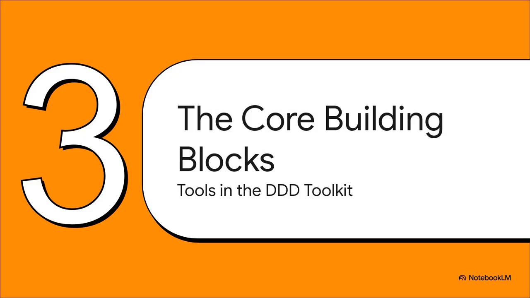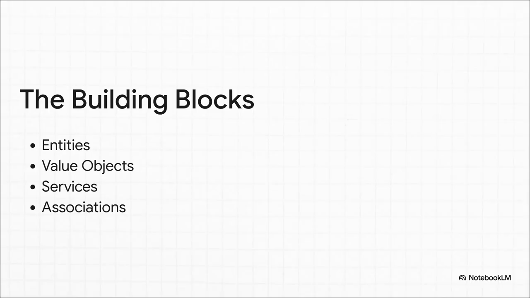Okay, so we've got our shared language. Awesome. But how do we use that language to actually construct a model of our domain? Well, that brings us to the core building blocks of DDD. Think of these as the tools in our toolkit. These are some of the main pieces we work with. You can think of them like specialized Lego bricks that help us build a model of the business. For now, we're going to zero in on two of the most foundational and important ones: entities and value objects. Getting these right is half the battle.